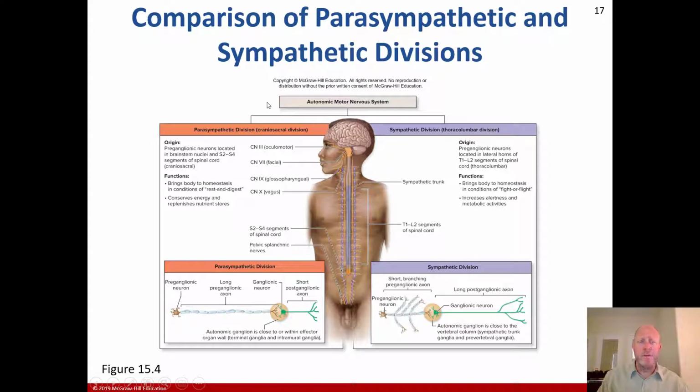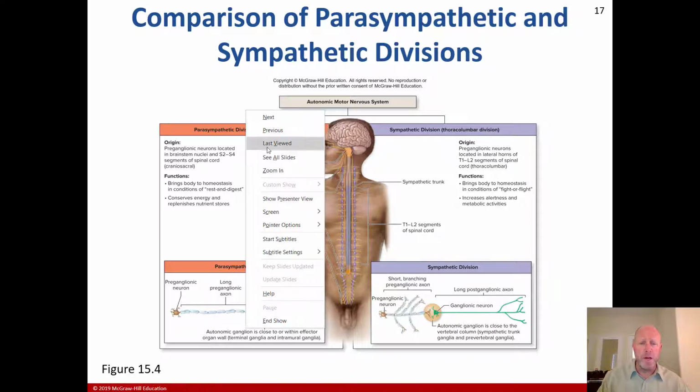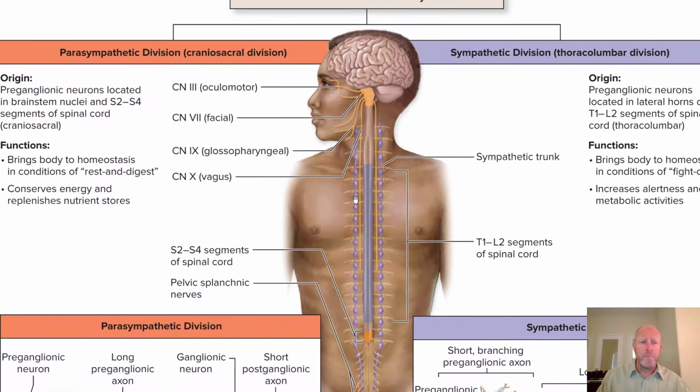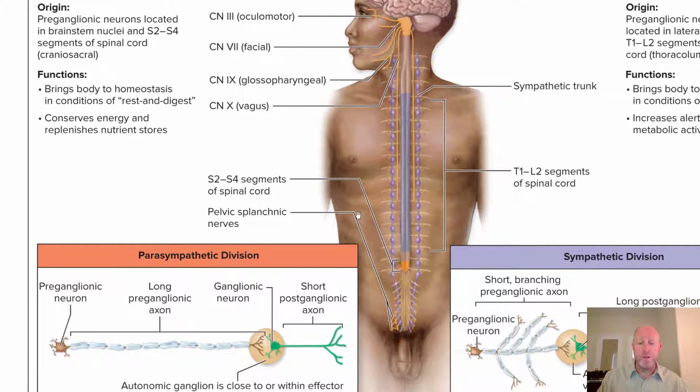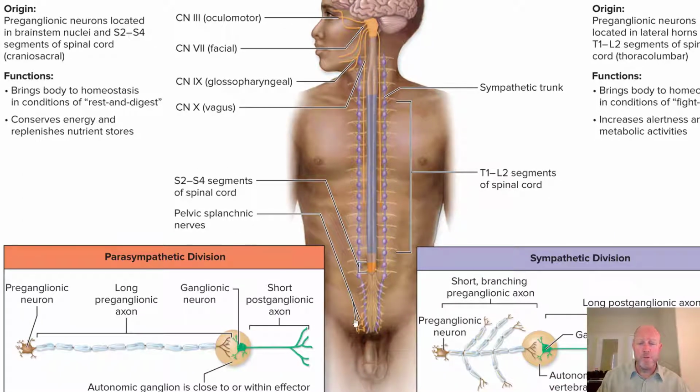Now, comparing the parasympathetic and sympathetic divisions here in the autonomic nervous system, generally speaking, the parasympathetic division, the craniosacral division, includes the cranial nerves: the oculomotor nerve, the facial nerve, the glossopharyngeal nerve, and the vagus nerve. Their preganglionic neurons are located in the brainstem nuclei and the S2 to S4 segments of the spinal cord. So you're looking at basically down right in here. The functions are to bring the body to homeostasis by conditions of rest and digest, conserve energy and replenish nutrient stores. Here you can see the pelvic splanchnic nerves down here.